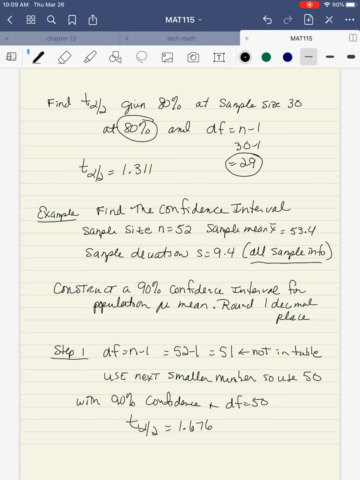First thing I do is I get the degrees of freedom. I do 52 minus 1, which is 51. Notice 51 is not in the table on the left hand side. It goes from 50 to 60. So when the number's not in the table, you use the next smaller number. Even if it was like 110, you would use 100, or 199, you would use 100. So we're going to use 50 with 90% confidence and degrees of freedom of 50. That gives me a t of 1.676.